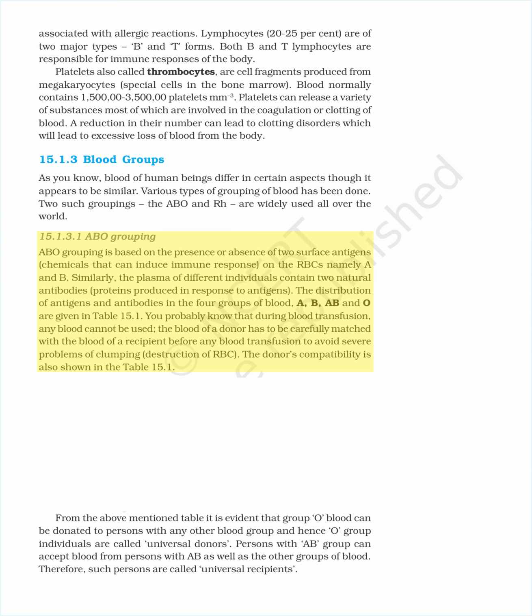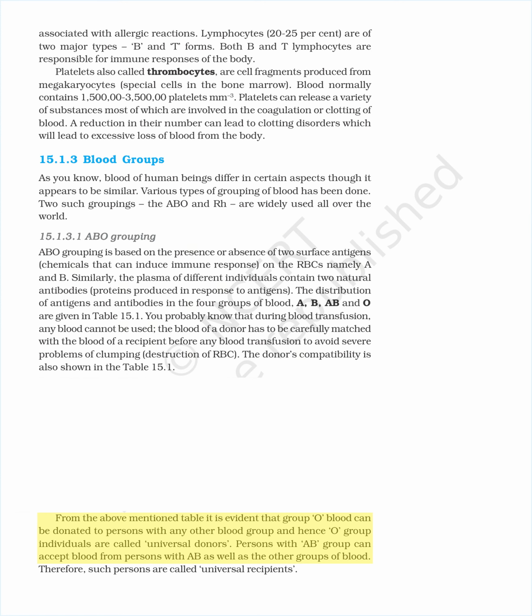Similarly, the plasma of different individuals contains two natural antibodies, proteins produced in response to antigens. The distribution of antigens and antibodies in the four groups of blood, A, B, AB and O, are given in Table 15.1. You probably know that during blood transfusion, any blood cannot be used. The blood of a donor has to be carefully matched with the blood of a recipient before any blood transfusion to avoid severe problems of clumping, destruction of RBC. The donor's compatibility is also shown in Table 15.1.